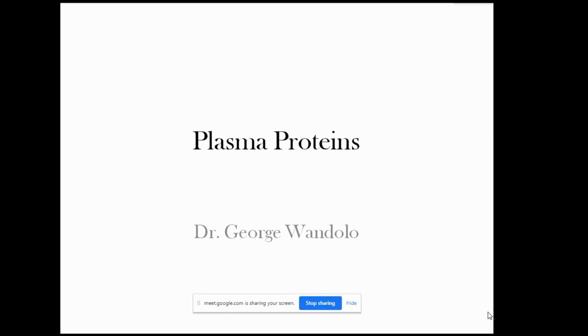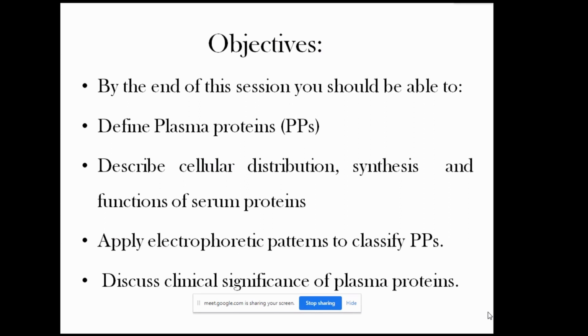metabolism. Then I'll go to my main talk for today, which is the liver's function and liver function tests. And I'll give you a slight overview on the effect of drugs on the liver's function. So here we go. I have these objectives put together for plasma proteins.